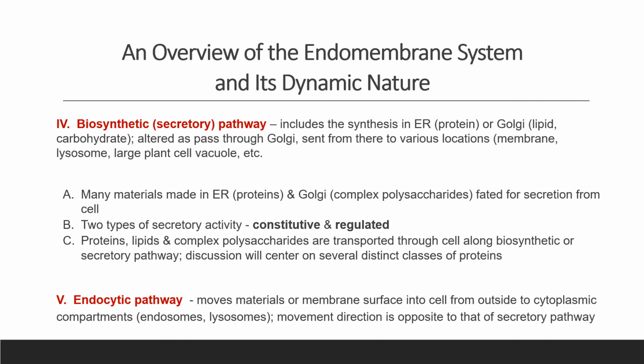So many materials made in the ER and Golgi are fated for secretion from the cell. And two types of secretory activities are actually present. The first one would be the constitutive, and the other one is the regulated secretory activity. So proteins, lipids, and complex polysaccharides are transported through the cell along the biosynthetic or secretory pathway, and discussion will center on several distinct classes of proteins.